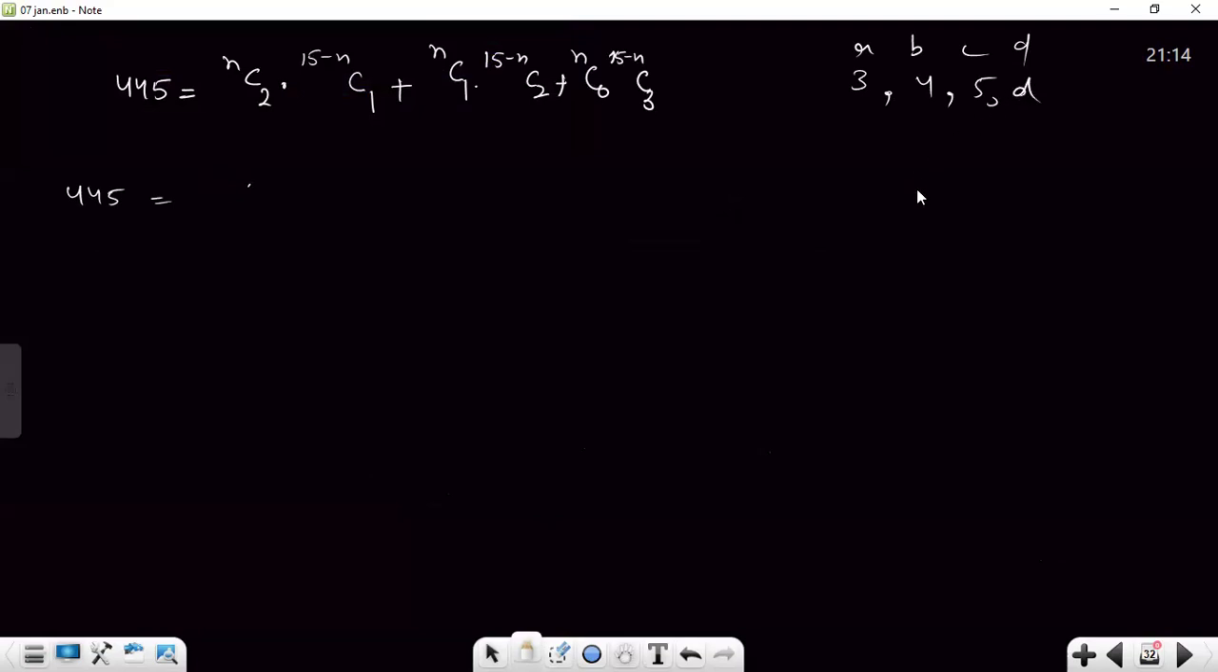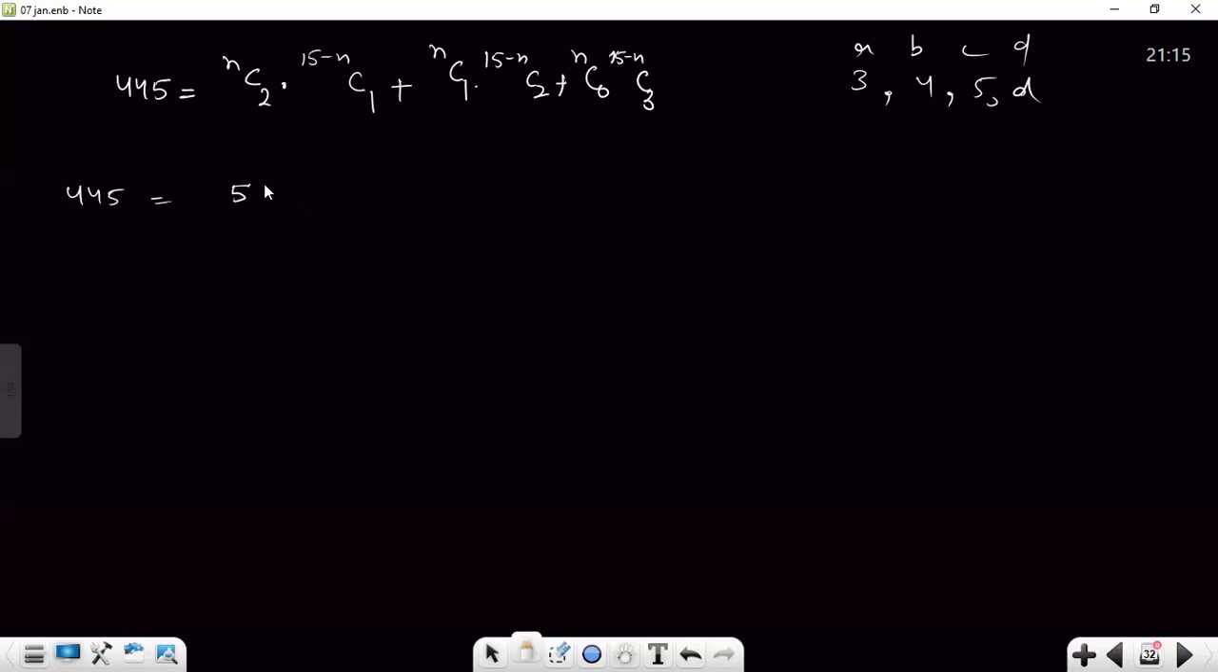I feel the most convenient option is C, because there's a 15 here and a 5 here. So with 10, I think we'll be able to solve the question fast. Also, 445 is kind of a multiple of 5. Honestly, I do not know the answer. Let's go with option C first. If we fail, we'll start from option A.